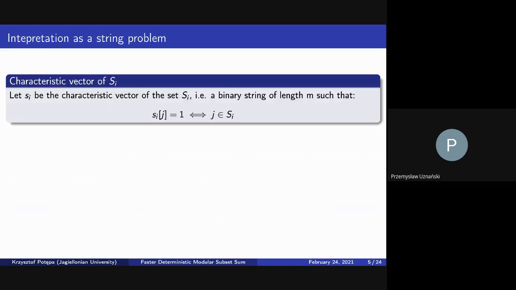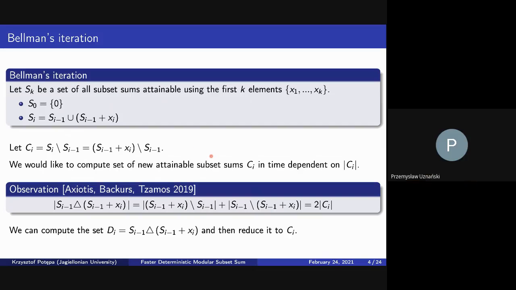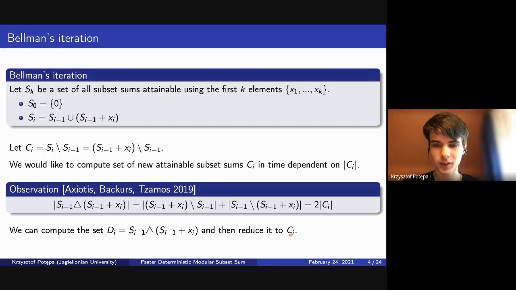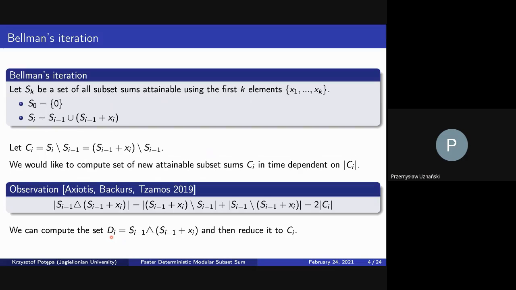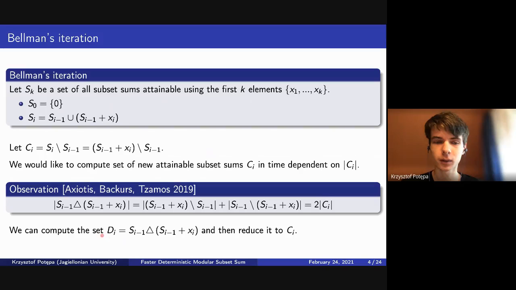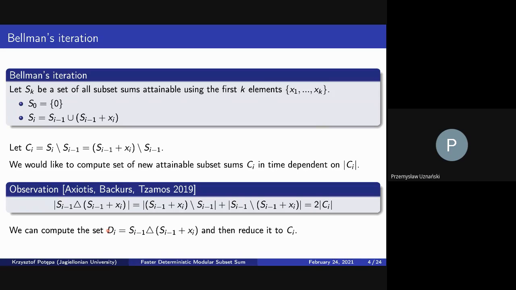Can I ask one more question about the previous slide? Yes. Is this "and then reduce it to C_i" something I should immediately see, or something that you're going to explain in a second? C_i is a subset of D_i. Yes, but how do I extract it? You don't. You just iterate over D_i and ignore elements that are not in C_i. Because, like the observation above, the set D_i is just twice the size of C_i. So we don't break complexity if we iterate over the whole D_i set. But how do I know which element is?